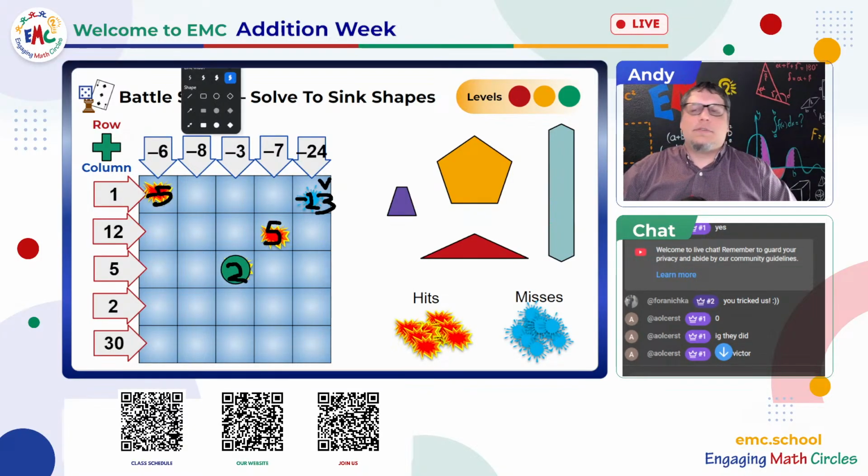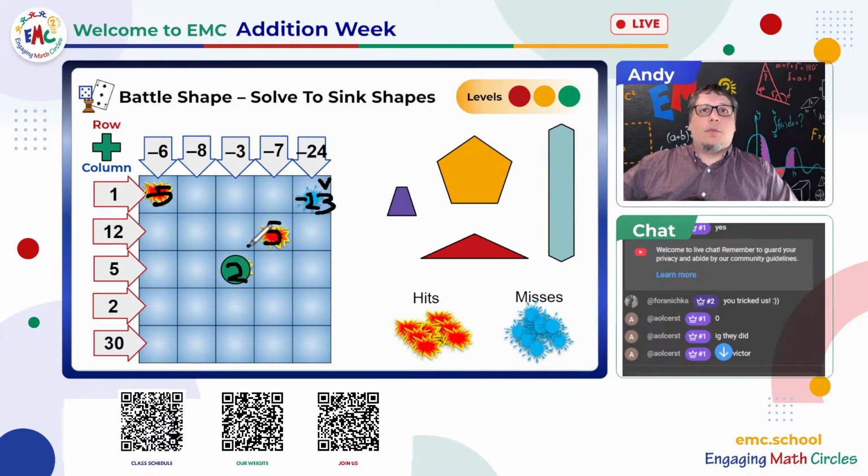Okay, what other one looks like it could be a little hard if this is your first time doing these? I would suggest, since 12 and -7 is a hit, we have to try to sink that shape. So we have to probably try squares next to this 5. Yeah, we should probably try one of these. Either 12 and -3 or 12 and -24, or 1 and -7 and 5 and -7.